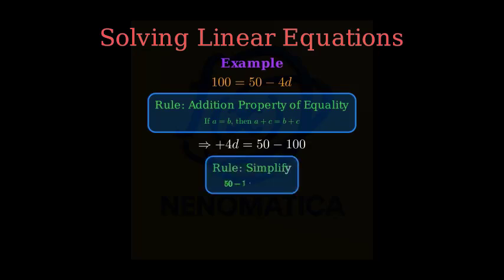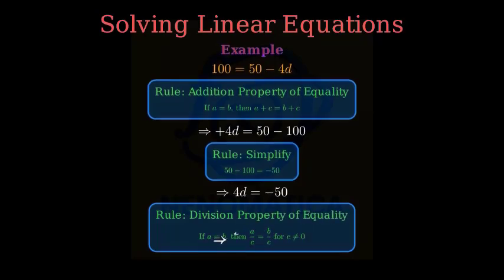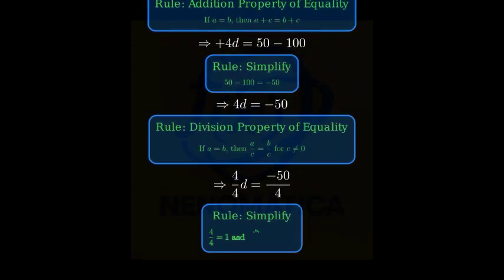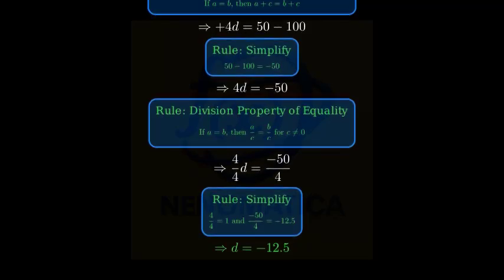Now, let's simplify the right side by subtracting 100 from 50. This gives us 4d equals -50. To isolate d, we'll divide both sides of the equation by 4. On the left side, we have 4 divided by 4 times d, which simplifies to d. On the right side, we have -50 divided by 4. Finally, we simplify to get our answer. The value of d is -12.5.